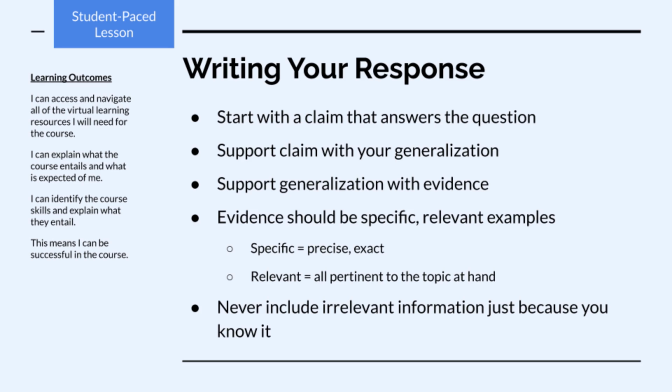Once you've brainstormed enough to actually get a generalization, you can start writing your response. When you write a response, you always want to start with a claim that answers the question, then support that claim with the idea in your generalization. You also then want to support your generalization with evidence. And the evidence you choose should be specific, relevant examples from history or from whatever it is that you're drawing from. By specific, I mean it needs to be as precise as possible and exact as possible. By relevant, it means that all the evidence you choose needs to be pertinent to the topic at hand.